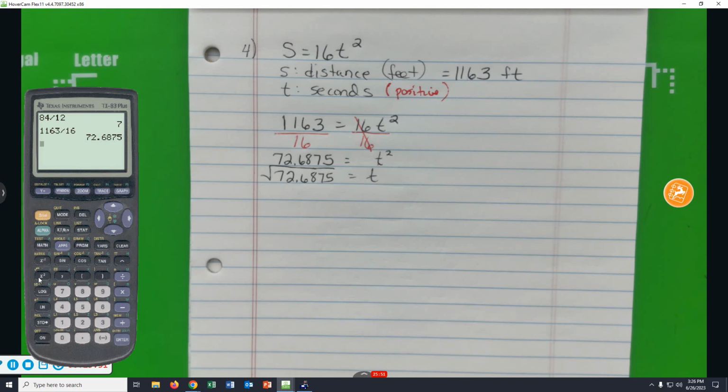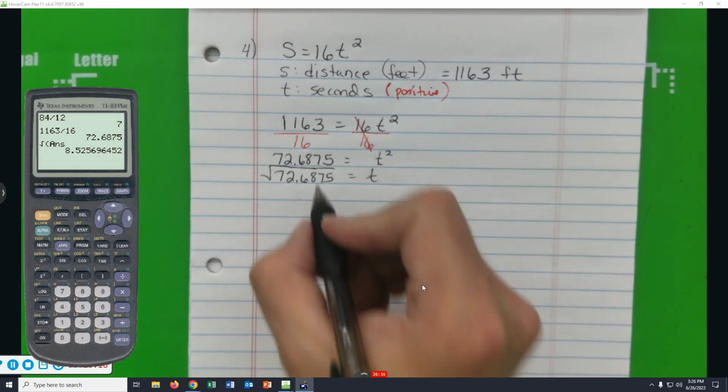Here's my square root key right there. It's in orange, so I'll go second. There's the square root. And then I want the previous answer. Well, I could have typed the 72.6875 all over again. Notice how we didn't round anything until the very end. Do not round until the very end.